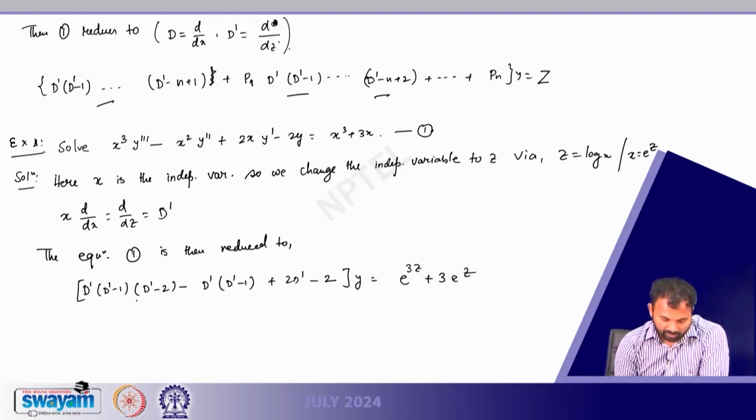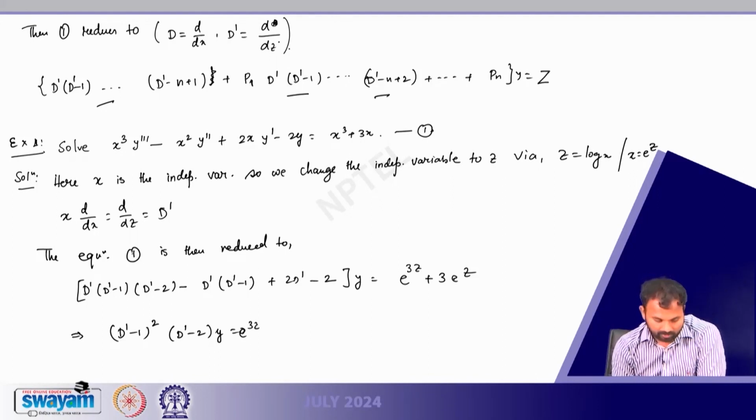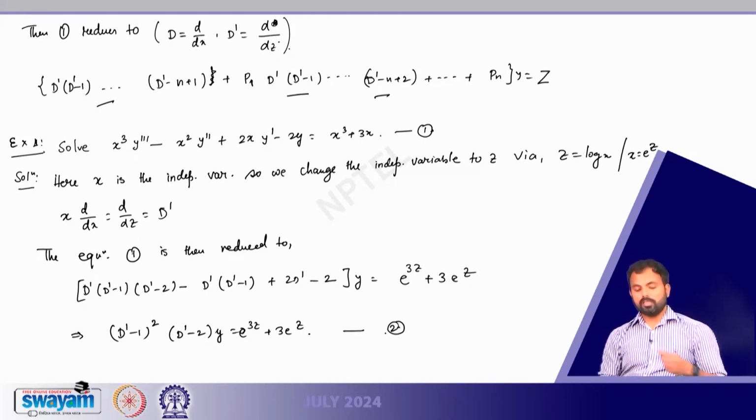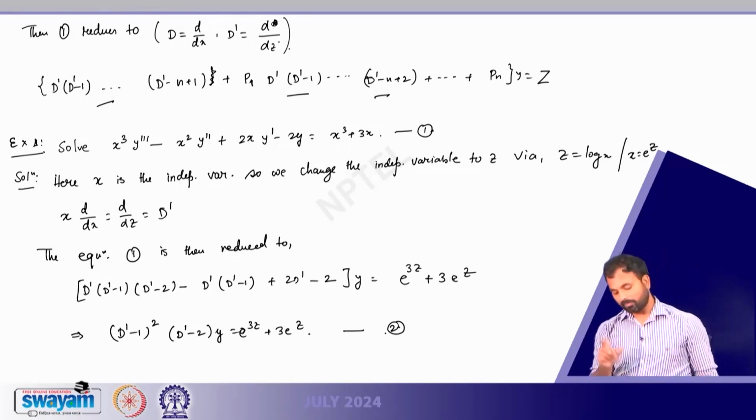Okay, we can simplify this, and this becomes D dash minus 1 whole square into D dash minus 2, into y, equals e to the power 3z plus 3 e to the power z. Let us call it equation number 2. So now you can see this equation has been reduced to an ordinary differential equation with constant coefficients in z.